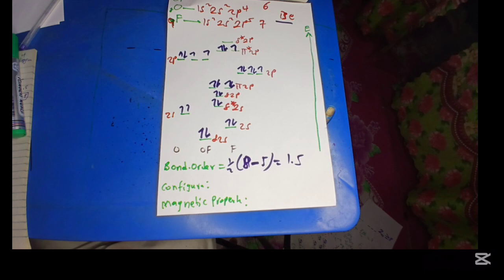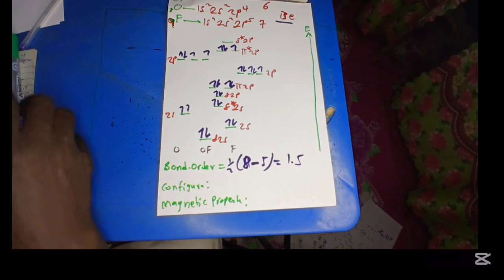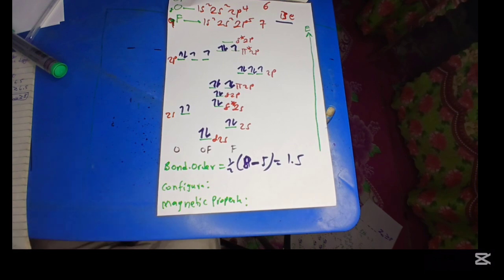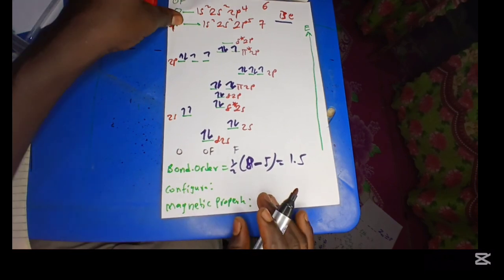So this is the bond order for OF. What does this bond order mean? Okay, that's the bond order in general. So let's look at the configuration for OF, for the molecule OF.